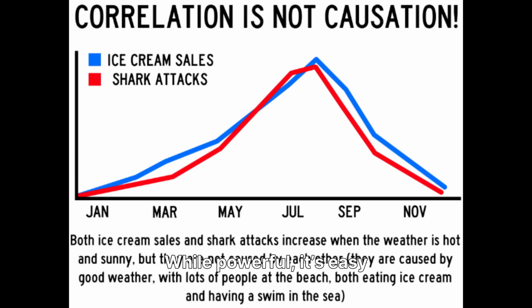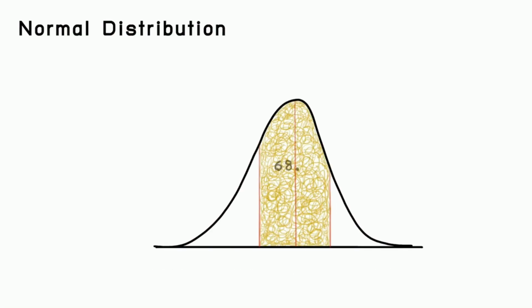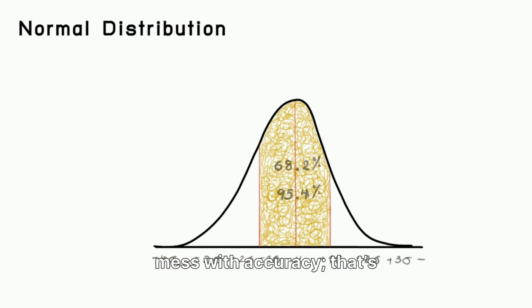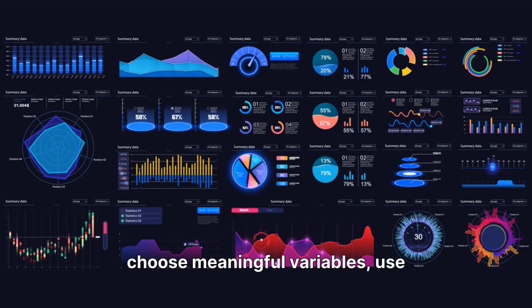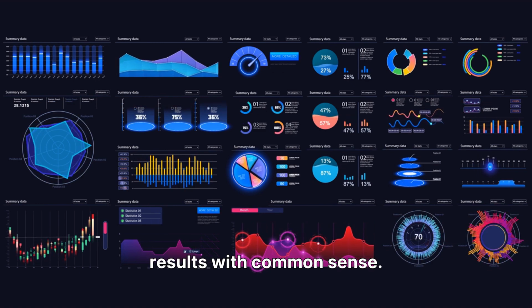While powerful, it's easy to misuse. Correlation isn't causation. Too many variables can make the model confusing or unstable. Overfitting happens when the model learns random noise instead of true patterns. Highly related factors, like age and experience, can mess with accuracy. That's called multicollinearity. The key is to choose meaningful variables, use enough data, and interpret results with common sense.